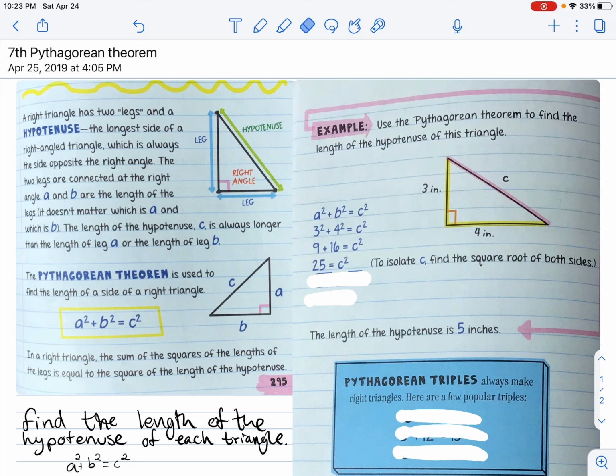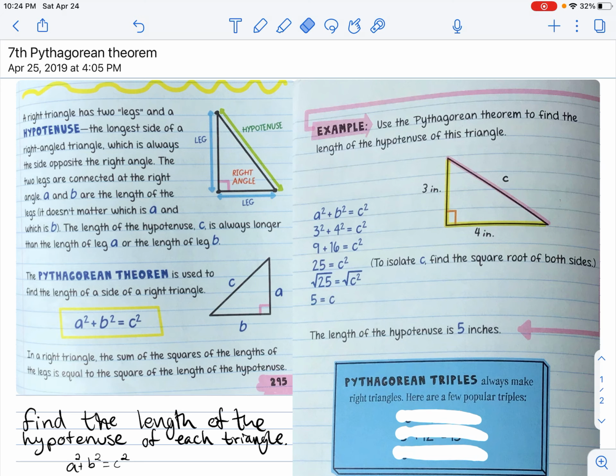So the last step, to undo a square is the square root. To isolate C, find the square root of both sides. So the square root of 25 is what C equals. The square root of 25 is 5, because 5 times 5 is 25. So the square root is just the number you multiply by itself to get the number under the square root.